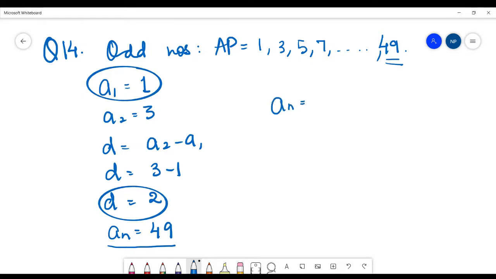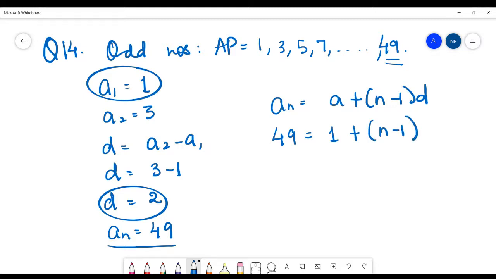Okay. So AN is equal to A plus N minus 1 into D. AN is given as 49, which is equal to A, the first term, 1, plus N minus 1 into D. Alright, so N we do not know over here. The value is given as 49, but N we do not know. D we know, it is 2. So 49 is equal to 1 plus open the bracket 2N minus 2. 49 is equal to 2N minus 1.